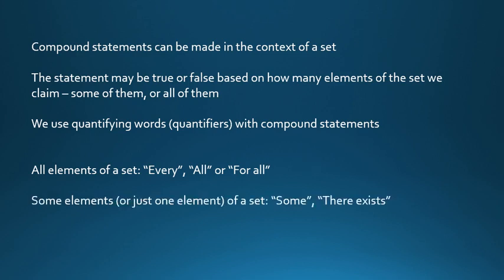If we were only talking about some elements or just one element of a set, words we would typically use are things like there exists, there is, or some. We have a symbol for this kind of case where we're talking about only one element or some elements, and the best way to describe that guy is that it is a backwards capital E.